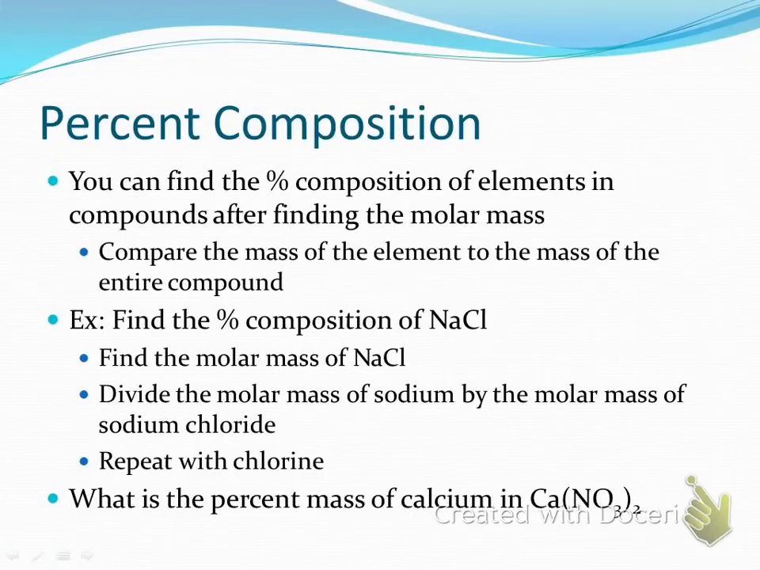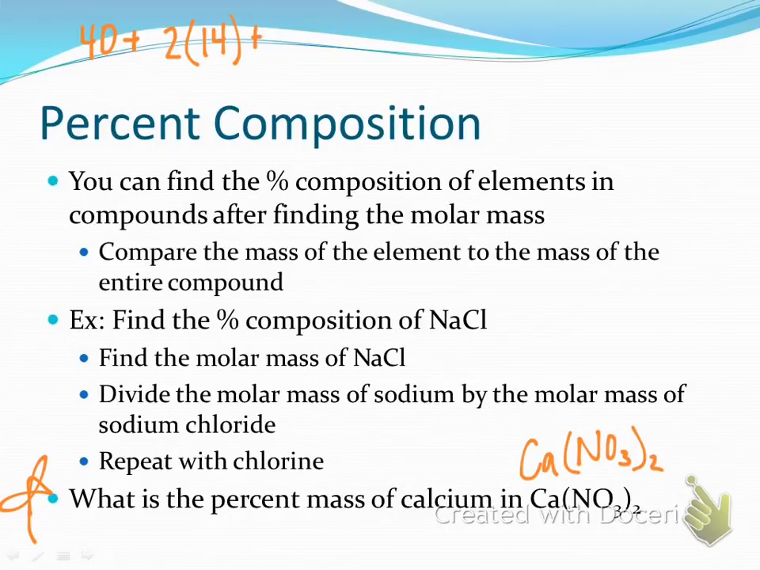Okay, so with percent composition, we start by finding the molar mass of the whole thing. We divide each element by that molar mass. So we're looking at this last one here. And if we look at calcium, it has 40 plus how many nitrogen atoms do we have? Can you see that compound okay? Ca(NO3)2. Okay, so 2 nitrogen atoms, which each nitrogen atom is 14.